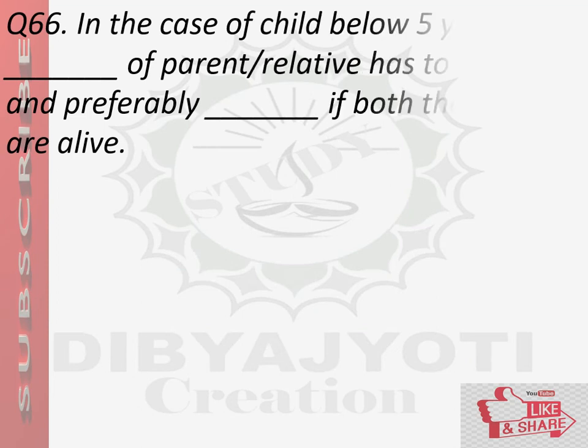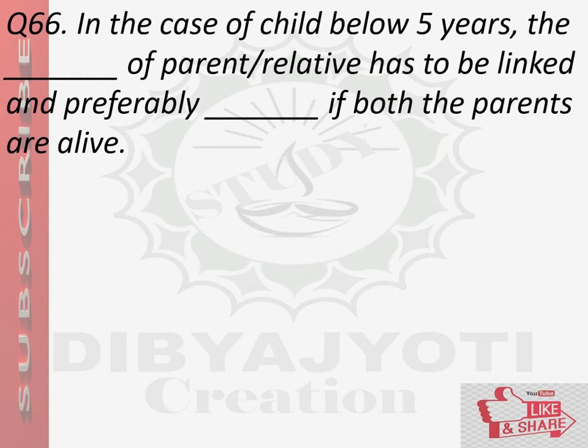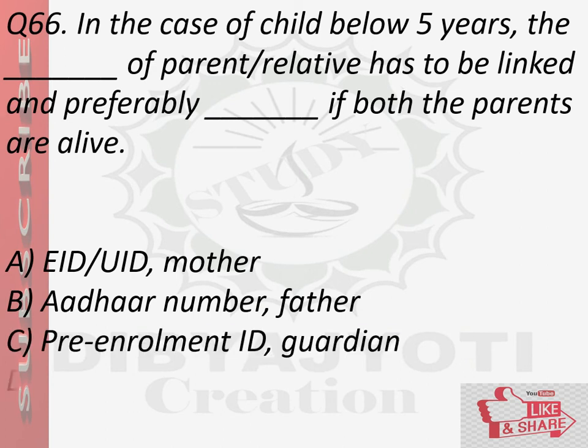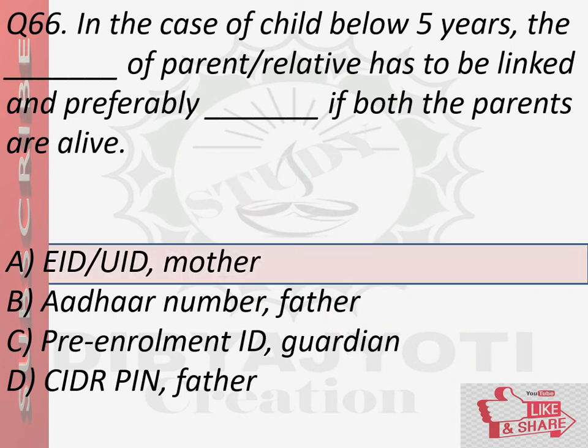Next, question number 66. In the case of a child below 5 years, the dash of parent or relative has to be linked, and preferably dash if both the parents are alive. Options are: option A, EID, UID or mother; option B, Aadhar number father; option C, pre-enrollment ID guardian; option D, CIDR pin father. And answer is option A, UID or EID mother.